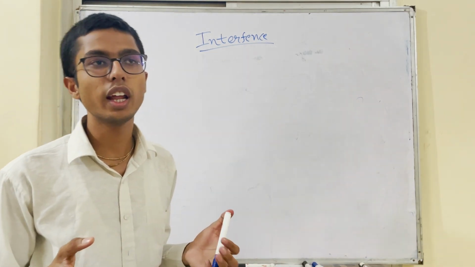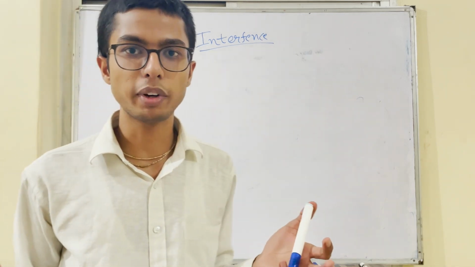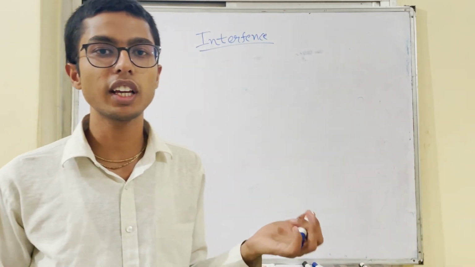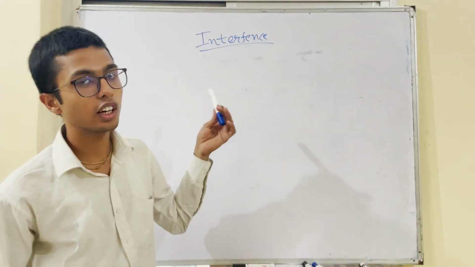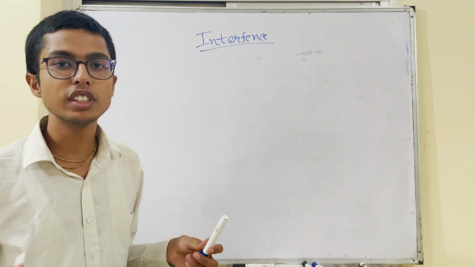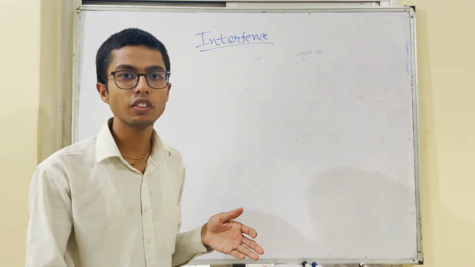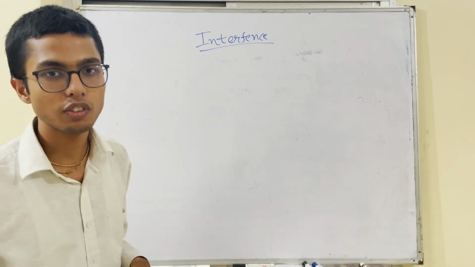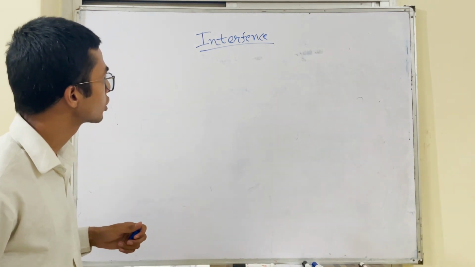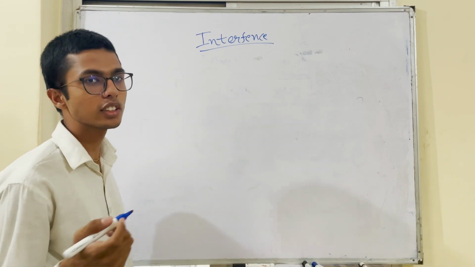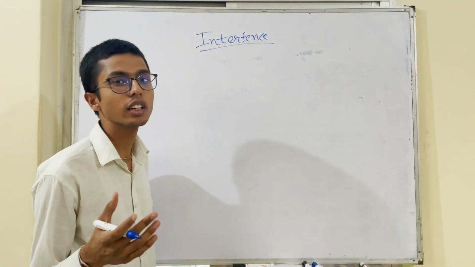As you know, light has dual nature, particle nature and wave nature. But for studying interference, we will deal with the wave nature of light. So what do we understand about interference?